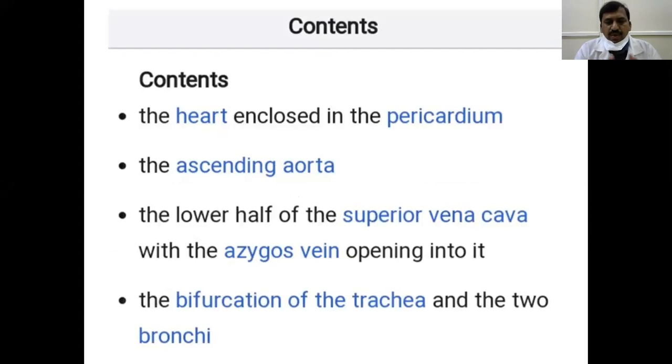Okay, next, what are the contents of the middle mediastinum? What are the structures that come under the middle mediastinum? The first one is the heart enclosed in the pericardium. From the heart, there is an important blood vessel from the left ventricle, a big great artery, the ascending aorta, and the lower half of the superior vena cava.